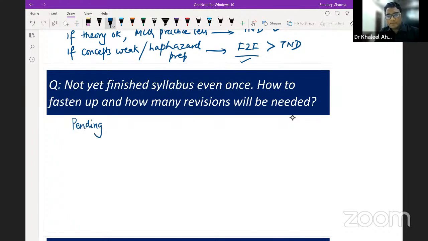Doing all 19 subjects is a rule. You cannot enter the examination hall and expect a good rank without doing that part. And it is pretty much possible. We are still in July, right? It is pretty much possible to complete all the 19 subjects if you're really, really strongly motivated to get it done. And how many revisions?